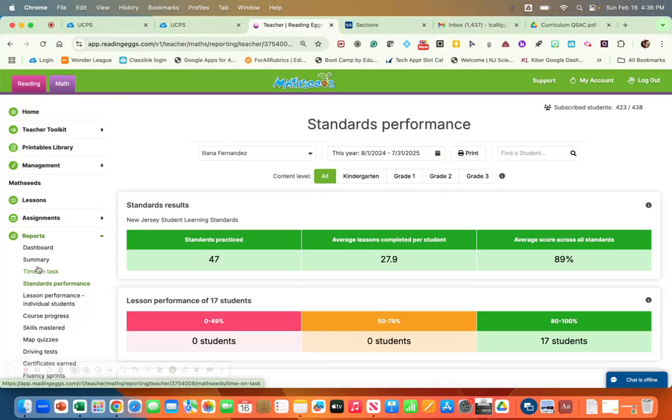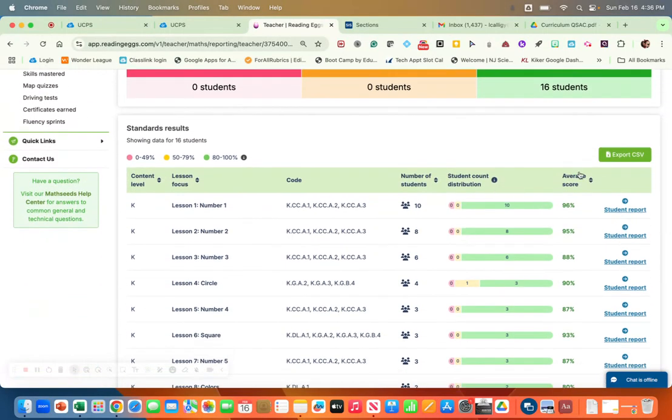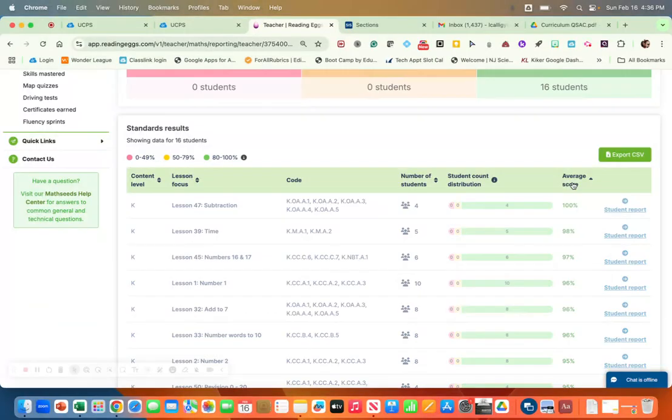The first way is to actually see how your students are doing within the program by grade level. So this is a second grade teacher. So we can look to see if there are any kindergarten math standards that any of her students are struggling with by clicking on kindergarten up here in the content level, and then scrolling down. There are a couple of things you could do. You can sort it by average score. So that's going to give you average score from highest to lowest and lowest to highest.